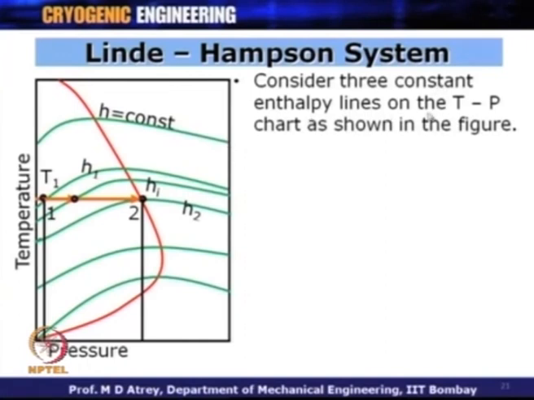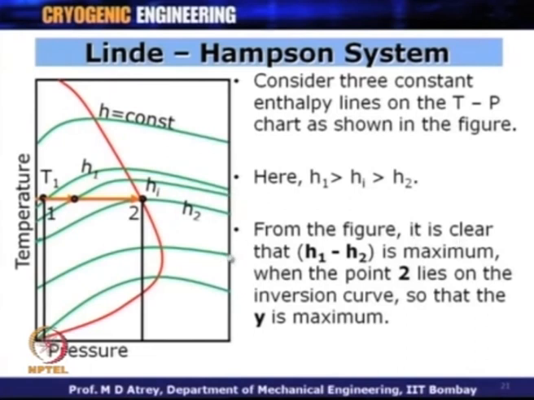Consider 3 constant enthalpy lines here: H1, intermediate values over here, and H2. What you can see from here is that H1 is more than any intermediate values and more than H2. The intermediate value lies between H1 and H2. From the figure, it is clear that H1 minus H2 is maximum when point 2 lies on the inversion curve, so that y is maximum. This is very clear from this figure: if you want y as maximum, H1 minus H2 has to be maximum, and then point 2 has to lie on the inversion curve.